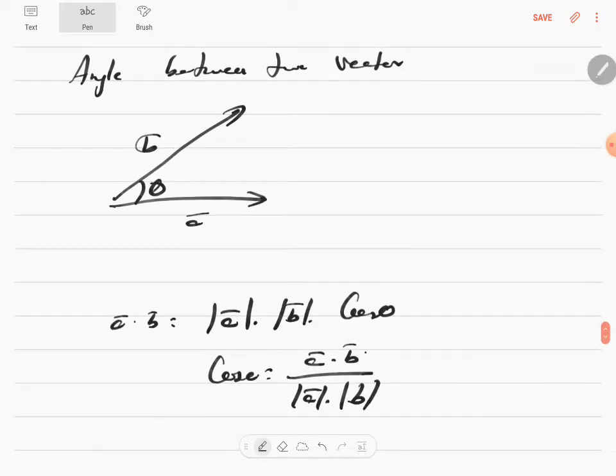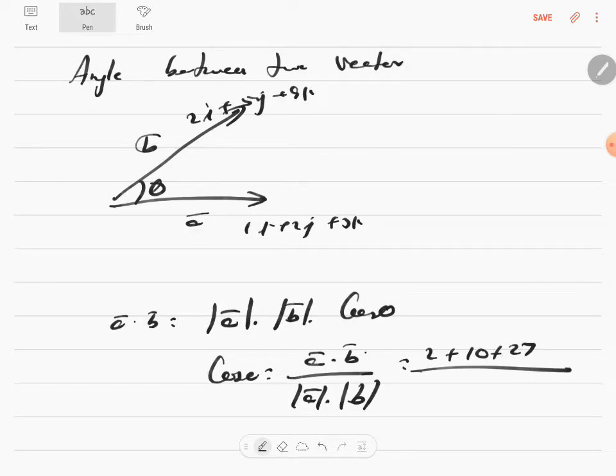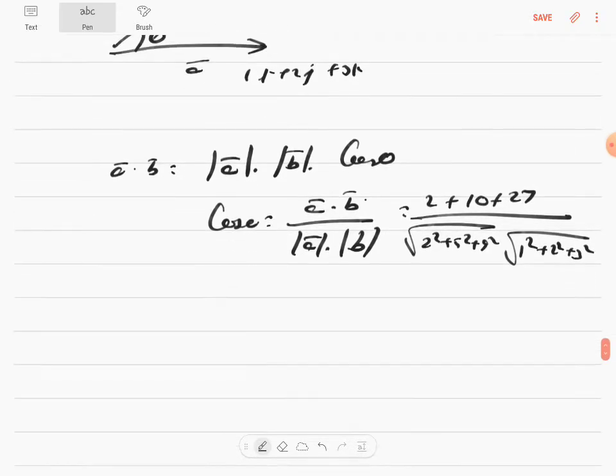Suppose this is 1i plus 2j plus 3k. This is 2i plus 5j plus 9k. You're going to dot them. It will be 2 1s are 2 plus 5 2s are 10 plus 9 3s are 27, by magnitude of A, which is root of 2 square plus 5 square plus 9 square, into magnitude of B, which is root of 1 square plus 2 square plus 3 square. That will give me cos theta. Are you clear? That's how we find the angle between the two vectors. Are you clear? Yes. Okay.